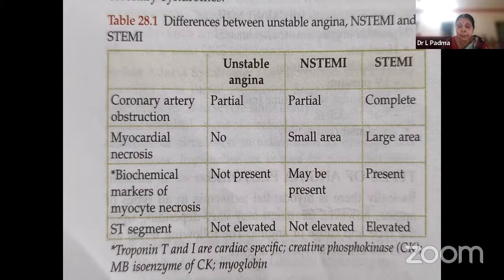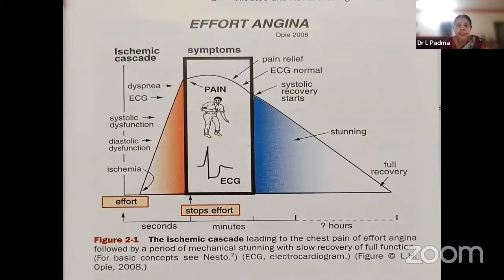So you can really find out, along with the ECG, the troponin levels, and then you have to treat accordingly. See, in effort angina, we miss some of these portions. What do we miss actually? See, in chest pain of effort angina, it is from seconds to minutes to hours.